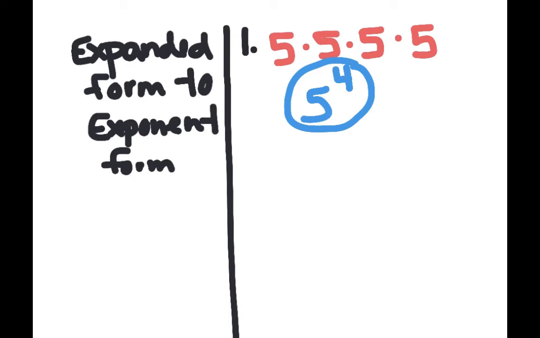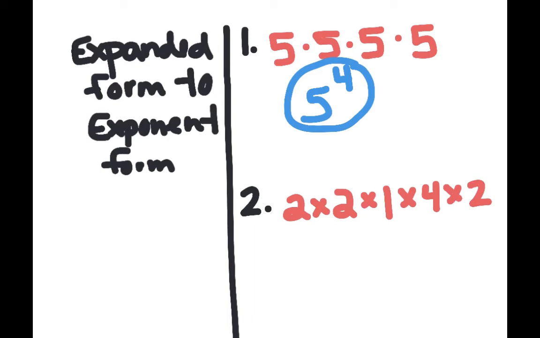Let's do one more example with this. Write this one down. 2 times 2 times 1 times 4 times 2. Expanded form. Does this look very long? Yes, it does. To exponent form. Is there a number being multiplied more than one time? And it's the same number. So like, how many? Do you see them? I see 3 2s. I only see 1 1. I only see 1 4.